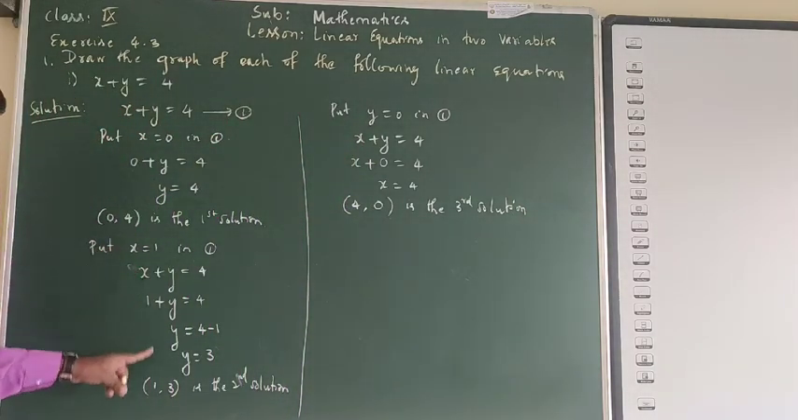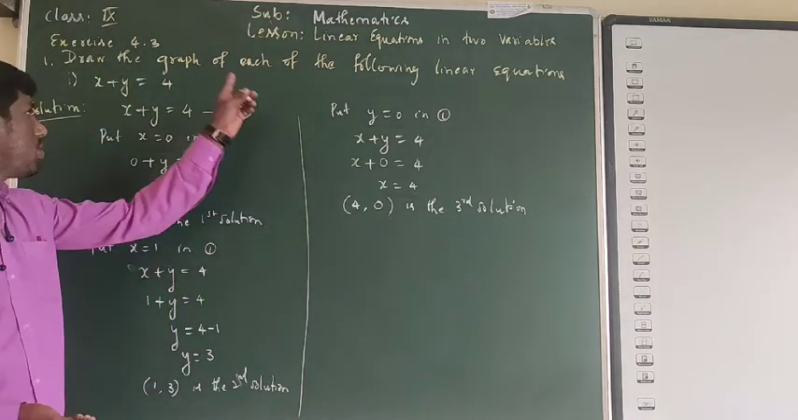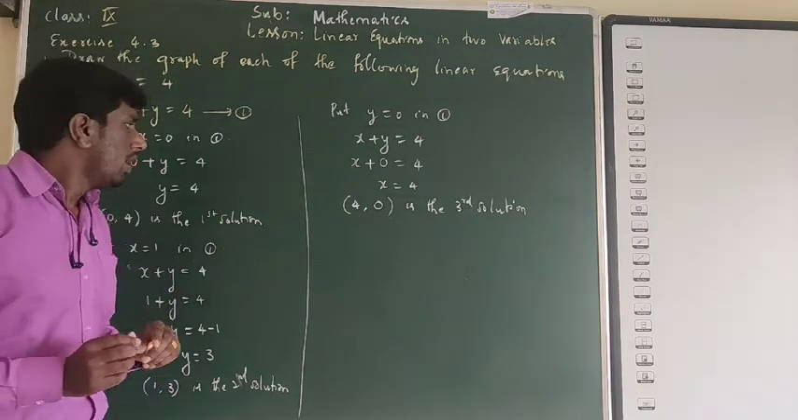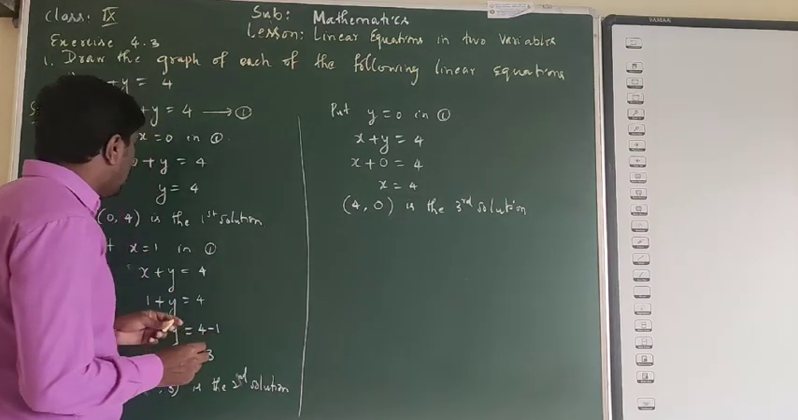0, 4; 1, 3; 4, 0. These are the solutions I am getting from the particular equation x plus y is equal to 4. Okay. Now I will make a table and note this.